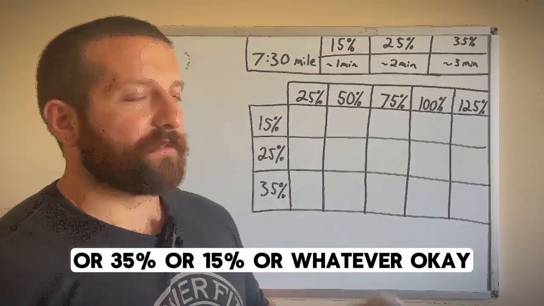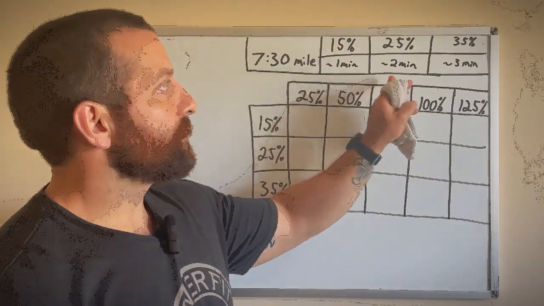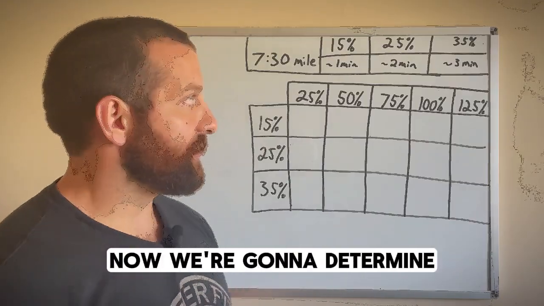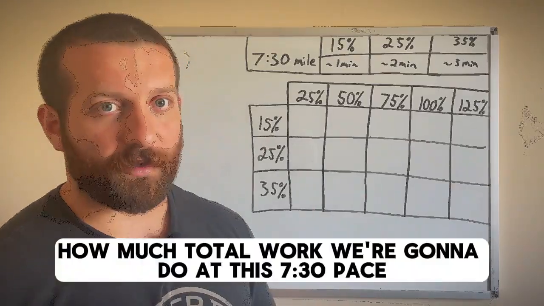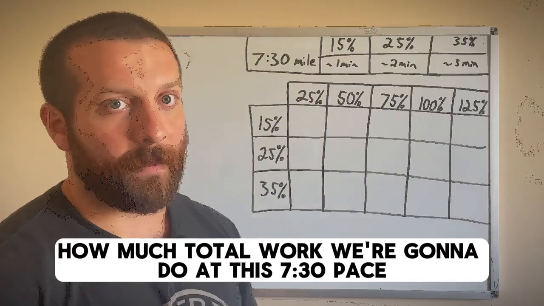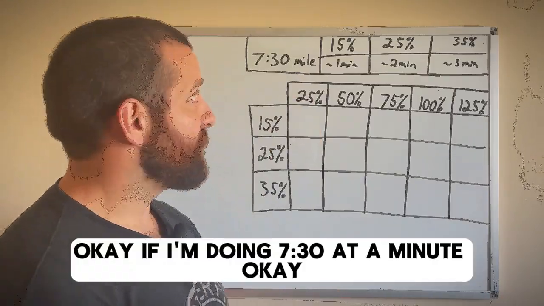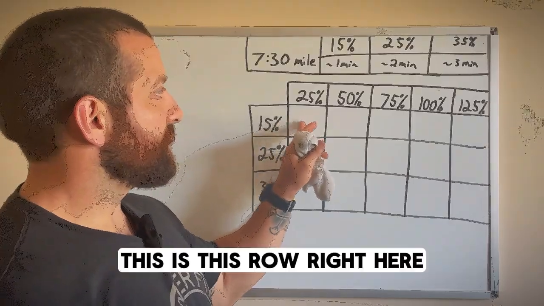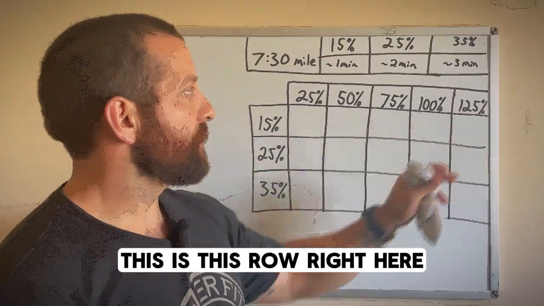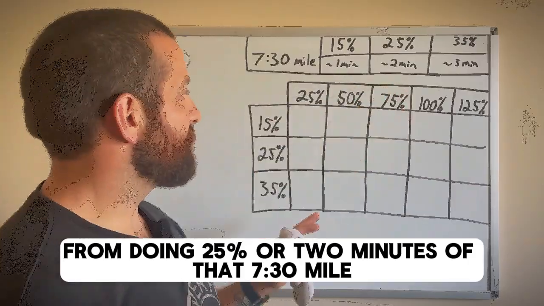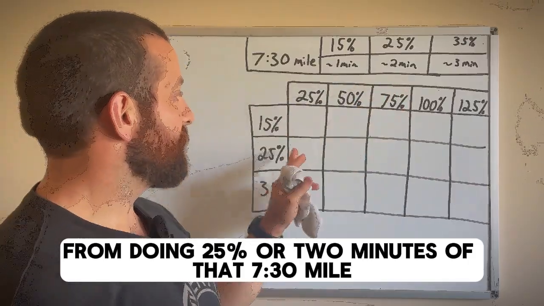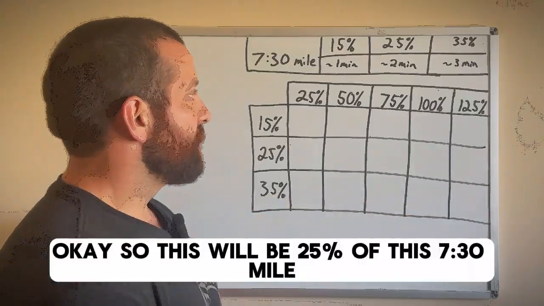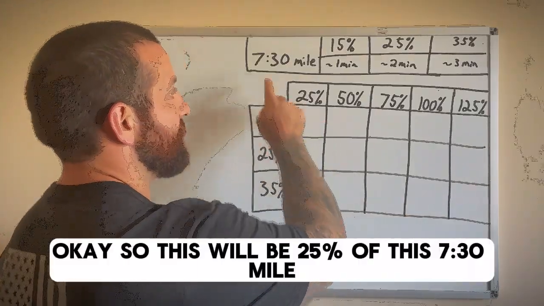Okay, so now that we have our relative percentage of this 7:30, now we're going to determine how much total work we're going to do at this 7:30 pace. Okay, if I'm doing 7:30 at a minute, okay, this is this row right here. If I'm doing 25% or 2 minutes of that 7:30 mile, this will be this row, and the same thing with this row. Okay, so this will be 25% of this 7:30 mile.